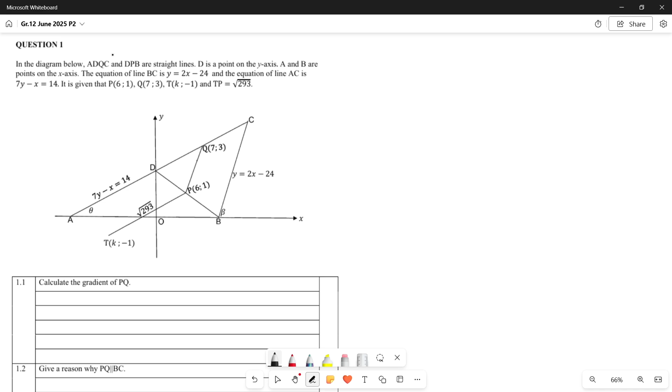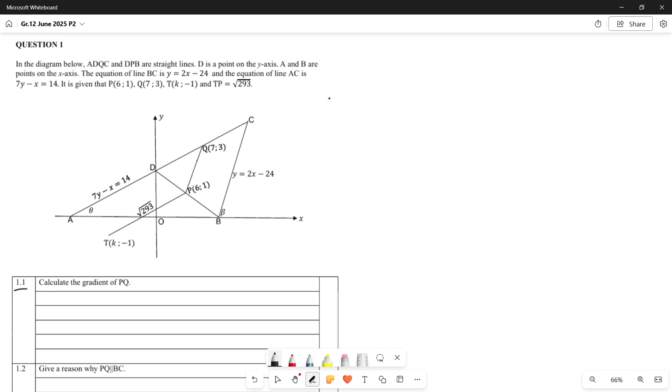In the diagram below, A, D, Q, C and DPB are straight lines. D is a point on the y-axis, A and B are points on the x-axis. The equation of line BC is y equals 2x minus 24 and the equation of line AC is 7y minus x equals 14. It is given that P is (6, 1), Q is (7, 3), T is (k, -1) and TP in terms of length is the square root of 293.